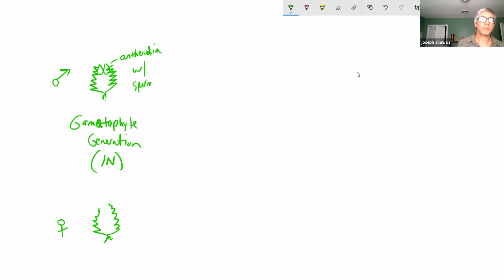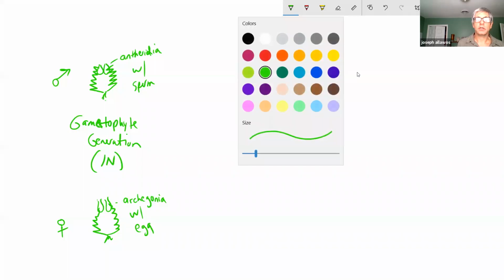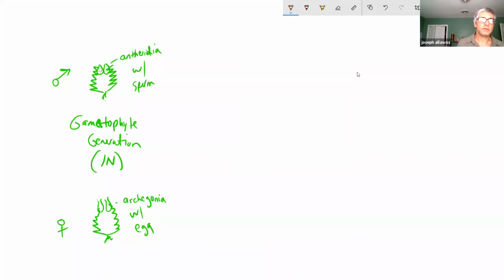Antheridia with sperm. And in the top of the female, and I'll do some different colors in a second, we have these little structures called archegonia with egg. Now, let me change the color here so you can see this. Okay, here's all of our little sperm inside of an antheridia. In the archegonia, there's a single egg in each one. There can be 2 or 3 archegonia in a female gametophyte, but each archegonia just has a single egg.